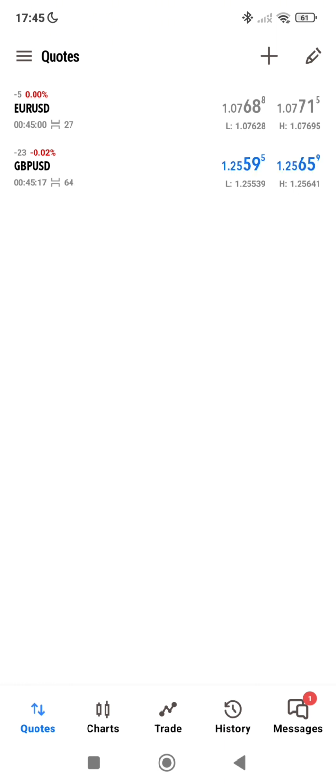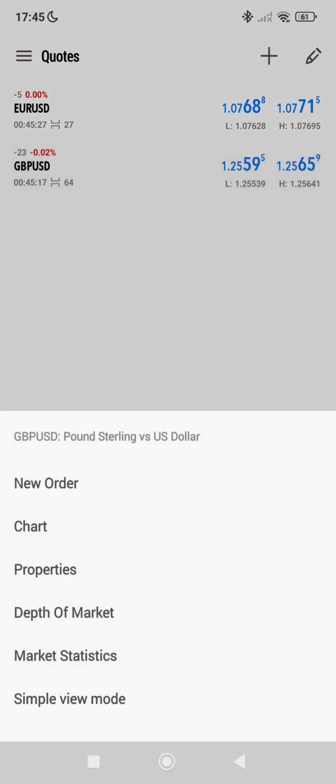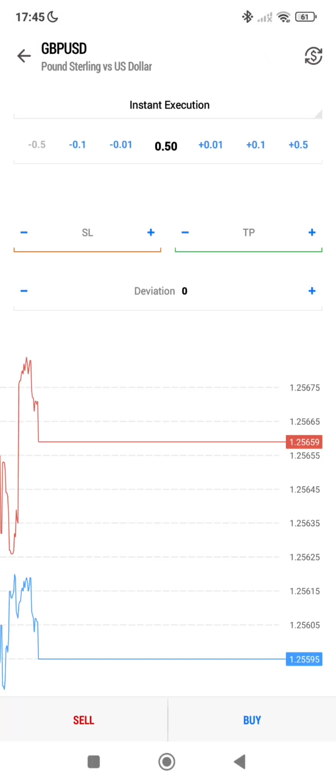Let us say, for example, you are looking at GBP USD and you want to buy GBP USD. Let's look at the two categories. Now, if you click on GBP USD, you are going to see right below, you see new order, you will see chart, you see properties, but let's focus on new order. If you click on new order, you are going to see right above, you will see instant execution, which means you want to buy or sell GBP USD instantly. You don't want to set a pending order.